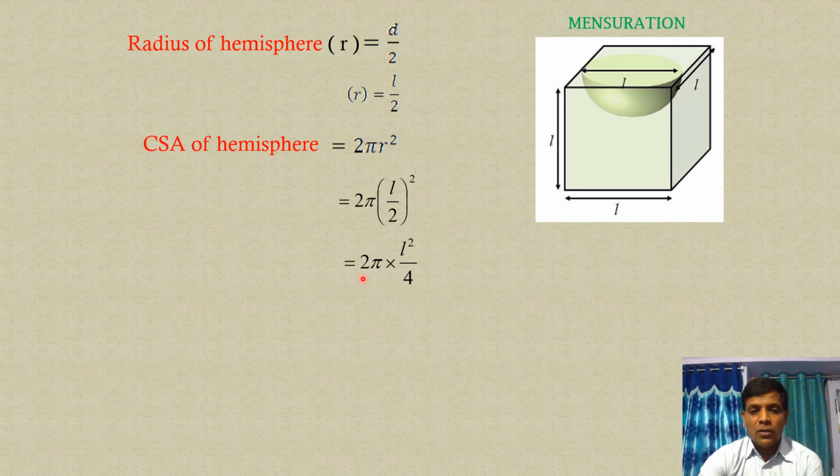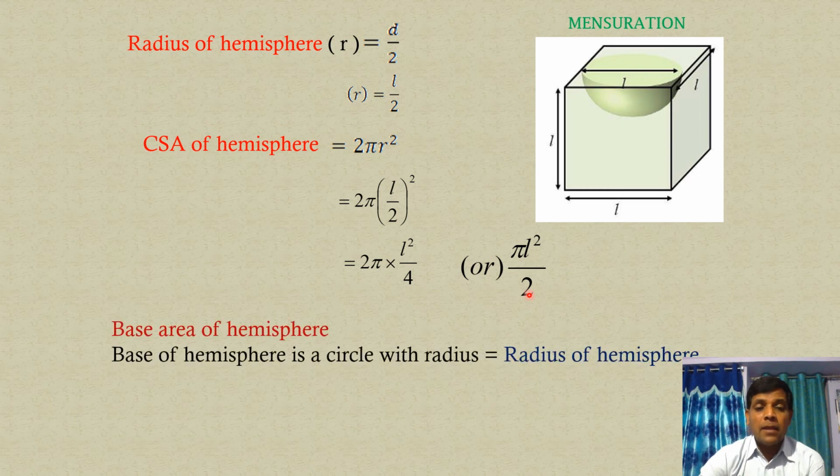Now 2 ones are 2, 2 twos are 4. So cancellation. After cancellation, write the remaining values: pi into L square by 2, or pi L square by 2. Are they clear? Now, base area of a hemisphere.